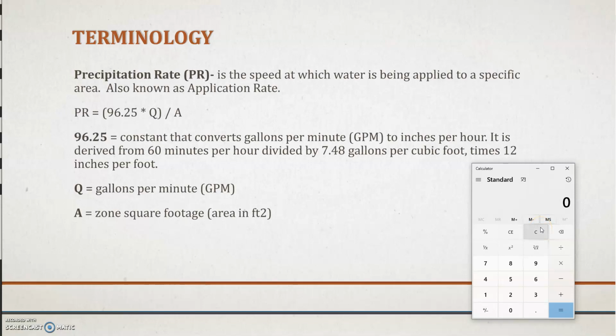So we can calculate a precip rate off of just knowing the total flow for an area and the total square footage for an area. And then we will move on to the next example.